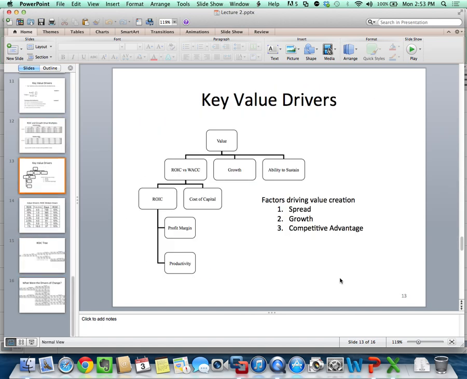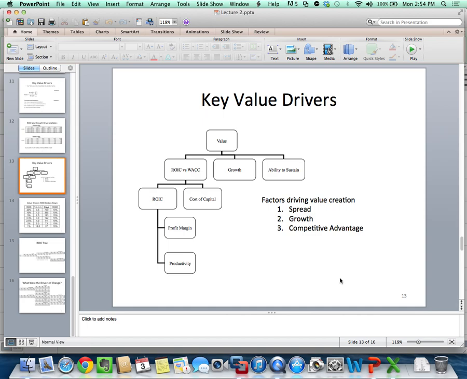I'm going to summarize everything we talked about. Let's strip out all the math. Key value drivers. There are three. First, spread. If you don't have a positive spread in the long run, well, in any one year you might be investing, but over time, if you don't have a positive spread, you can't create value. You can't keep borrowing at 10, making 8, and create value. There is no voodoo that's going to allow you to do that. So you must have a positive spread.